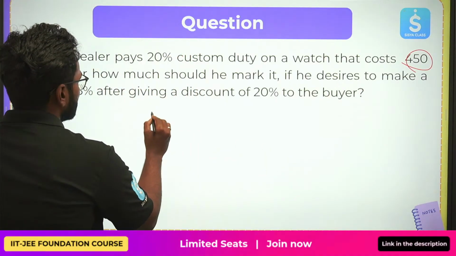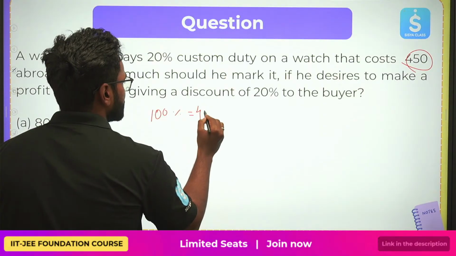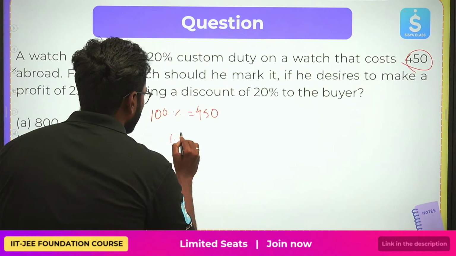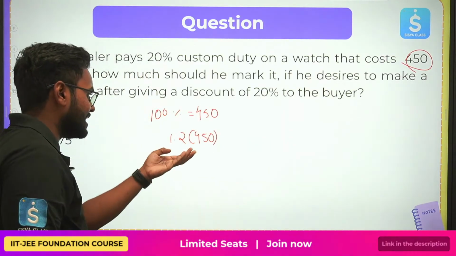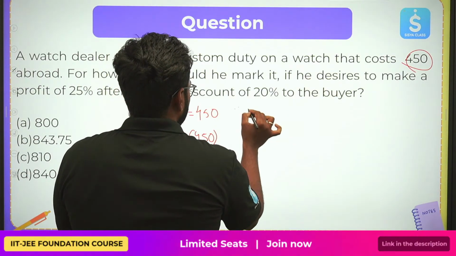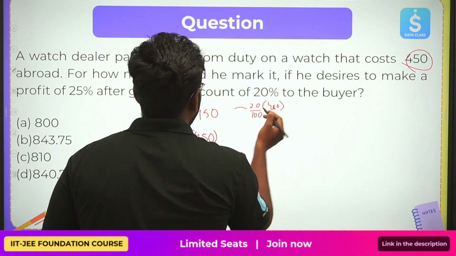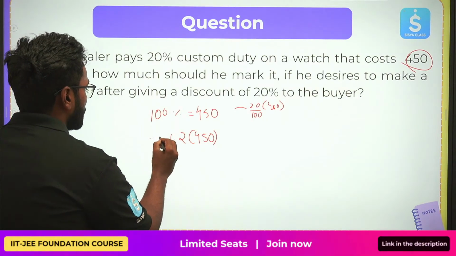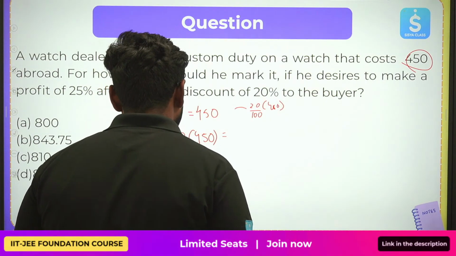Let me say if 100% is equals to 450. Now 20% would be 1.2 of 450. Right? It is same as finding out 20% of this and adding it to 450 again. Right? So he is paying 1.2 times 450. That should be 1.2 into 450.